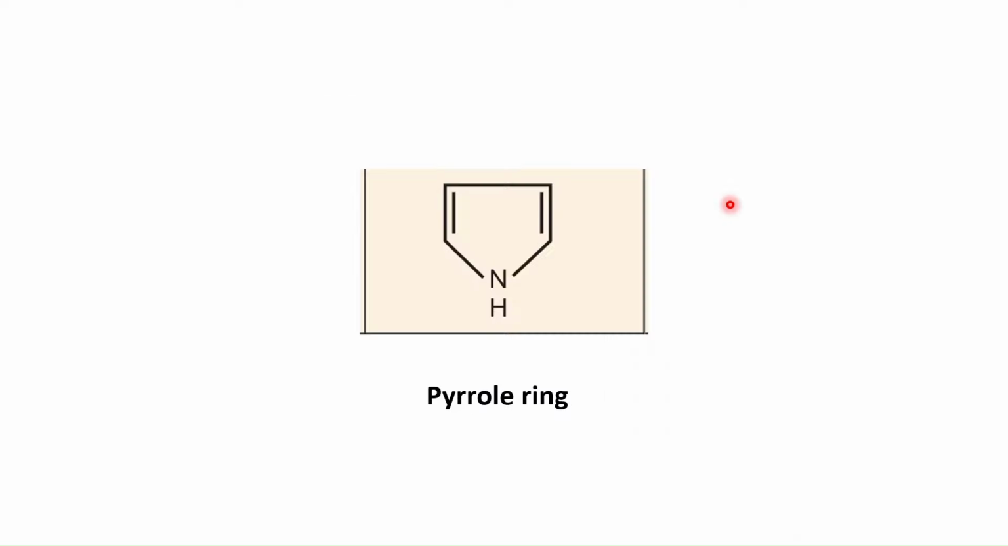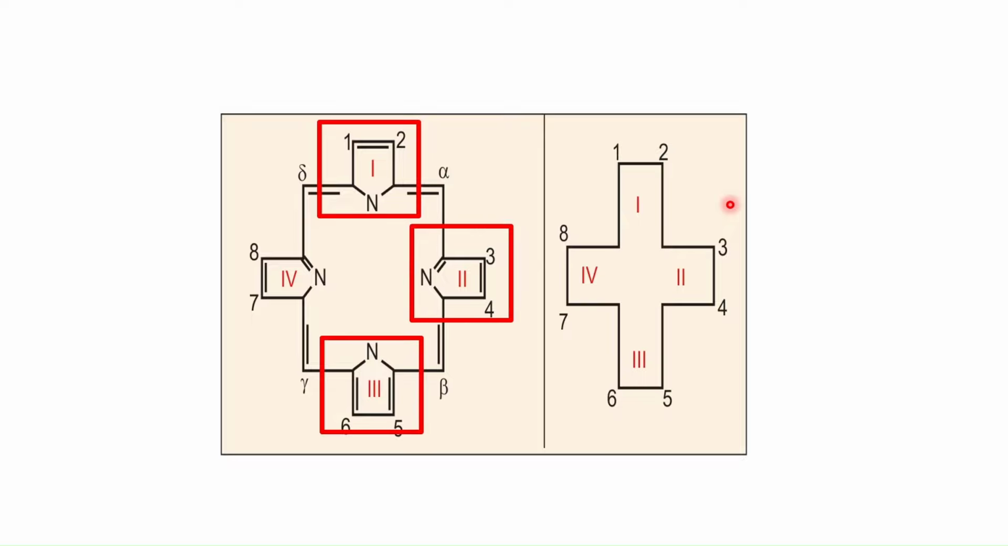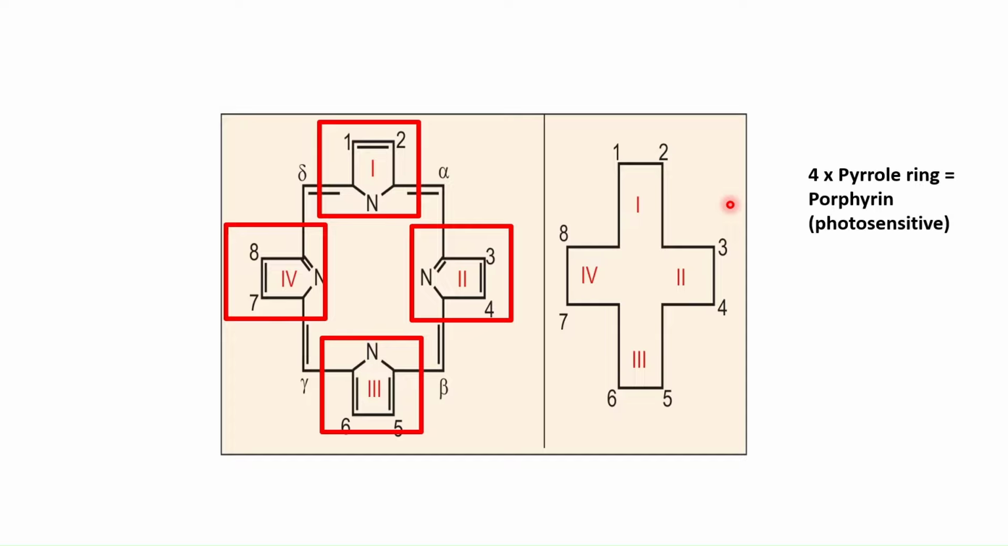Now let us see what the pyrrole ring is. The heme group is made up of pyrrole rings. So this is 1 pyrrole ring, 2, 3 and 4 pyrrole rings. The heme group is made up of 4 pyrrole rings, and these 4 pyrrole rings together form porphyrin. Now this porphyrin is photosensitive.